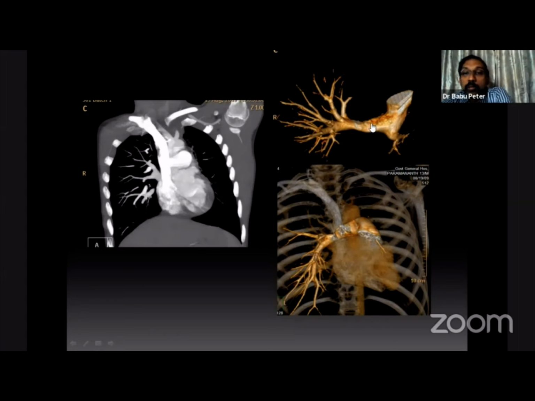And this is the volume rendered image that shows the main pulmonary arteries. This is the right main pulmonary artery, which is normal. However, you can see there is a pulmonary artery hypoplasia involving the left pulmonary artery. So this was a pulmonary artery hypoplasia with diffuse low attenuation.